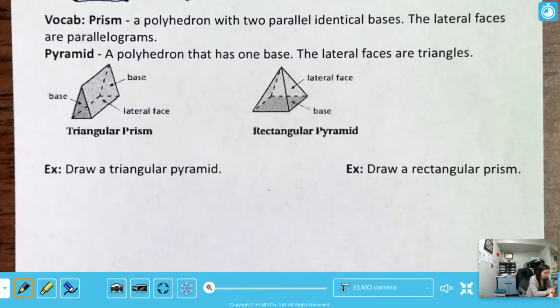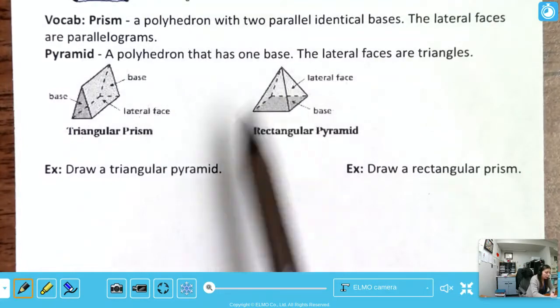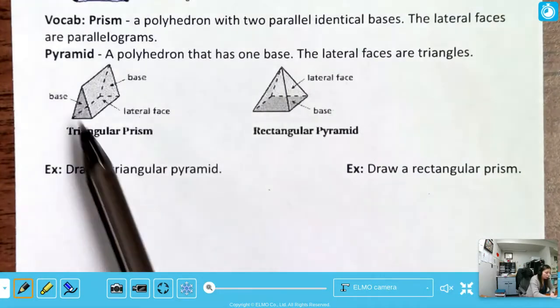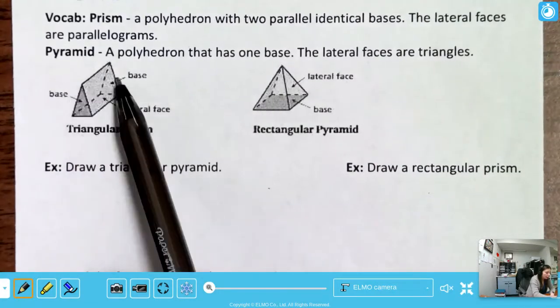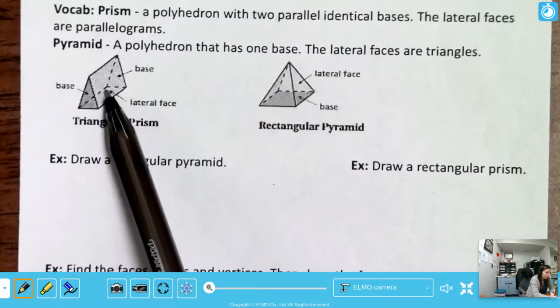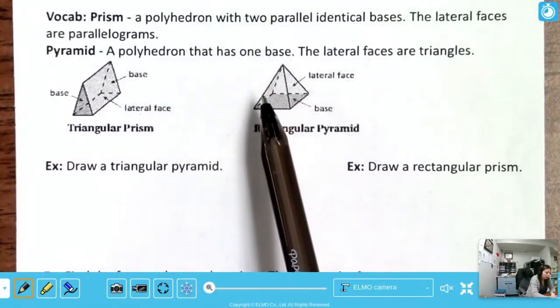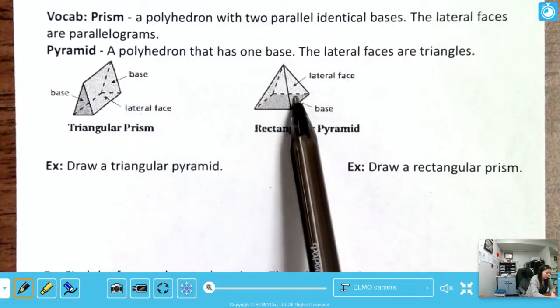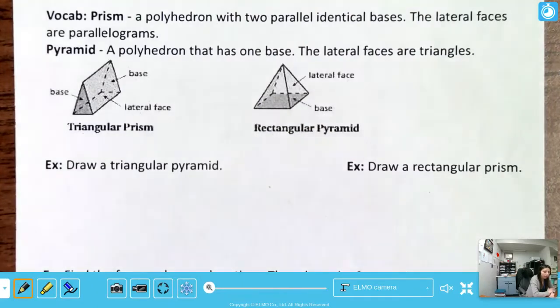A pyramid has only one base. So a prism has two, a pyramid just has one, like this. It looks like the pyramids in Egypt. The lateral faces, the faces that are connected to the base, are going to be triangles. So a prism has two bases that are parallel and identical. The faces connecting them are rectangles. For a pyramid, we have just one base, and then the faces connected to it are going to be triangles. A prism has two bases, a pyramid has one.